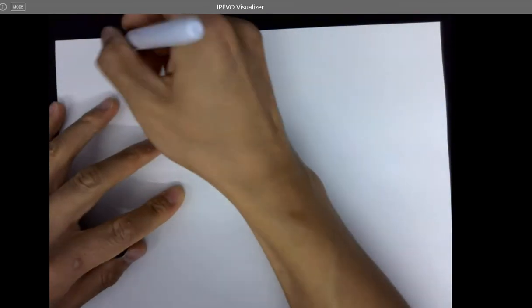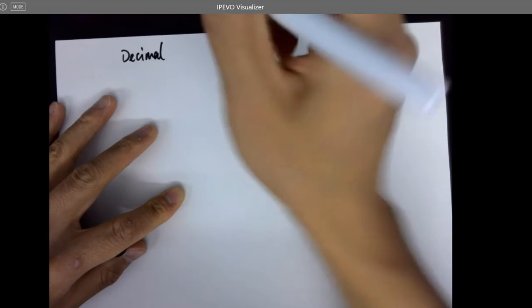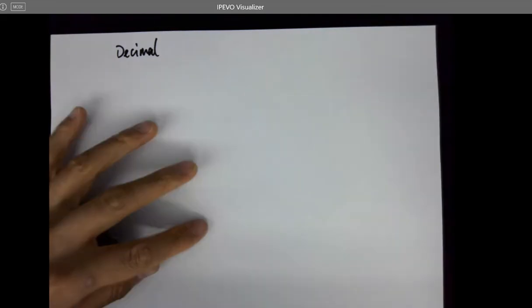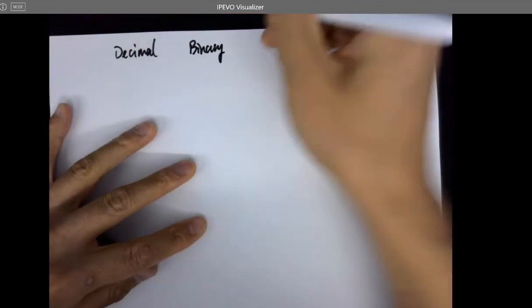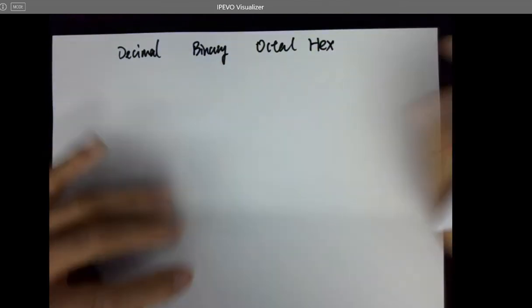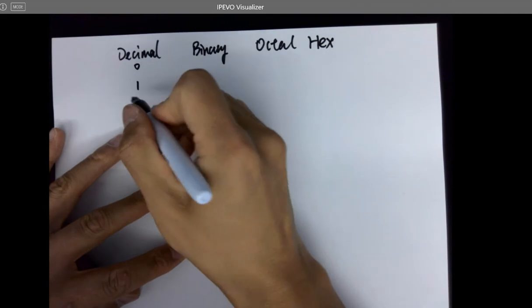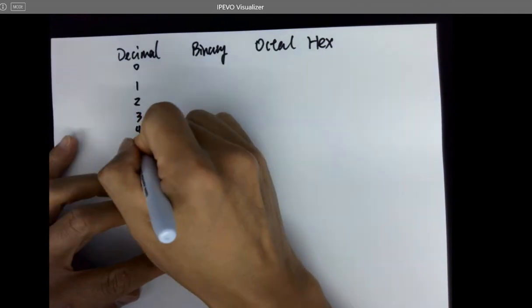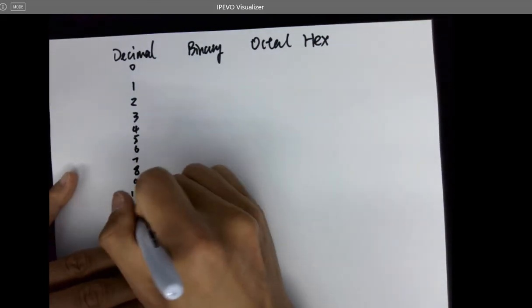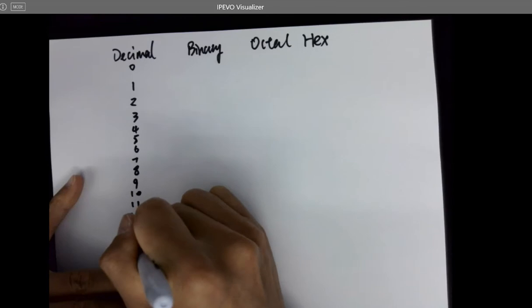So let's compare these different numbers: decimal, binary, octal, hexadecimal. So decimal definitely goes 0, 1, 2, 3, 4, 5, 6, 7, 8, 9, 10, 11, 12, 13, 14, 15, 16.